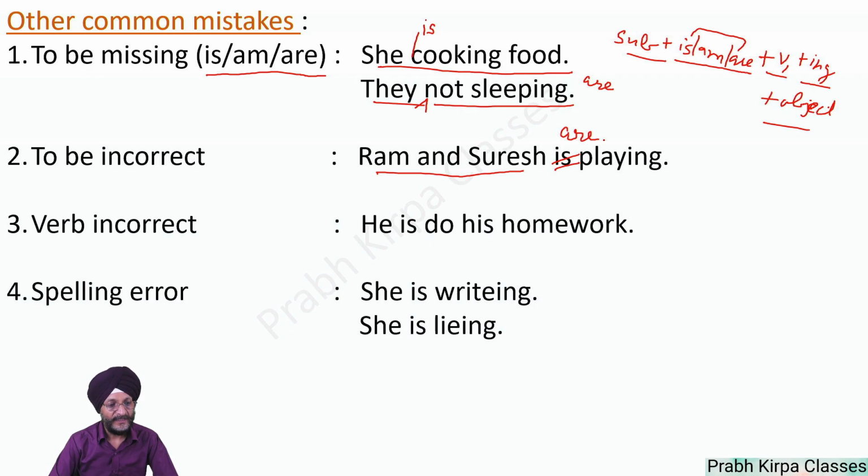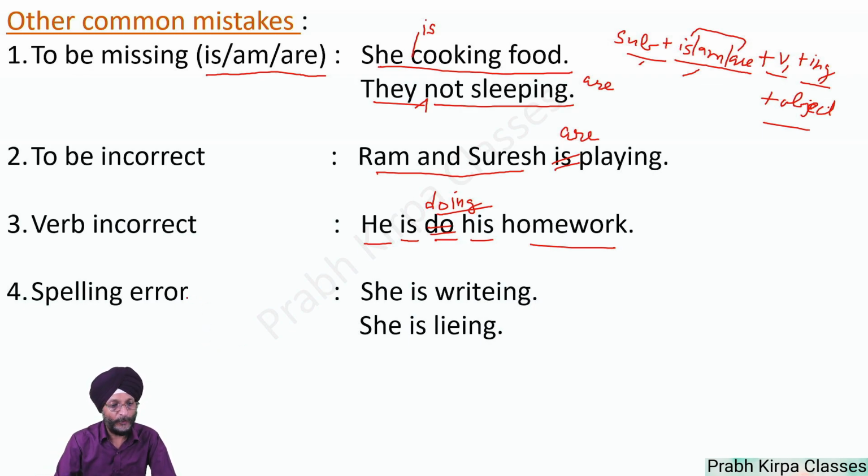The verb is incorrect here. In the next sentence, "He is do his homework." As you know, the subject is okay, is is given, and do is the first form of the verb, and we will add ing. "He is doing his homework."